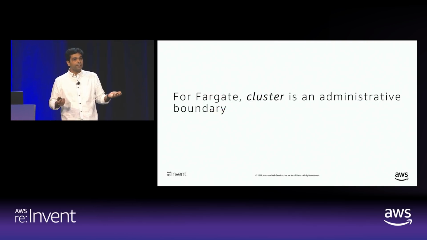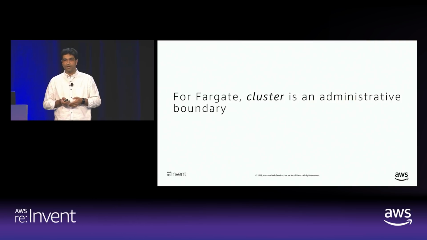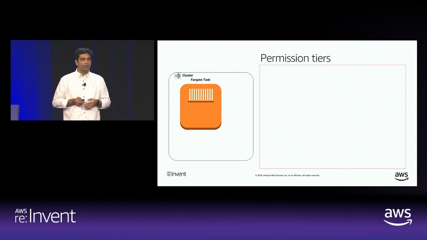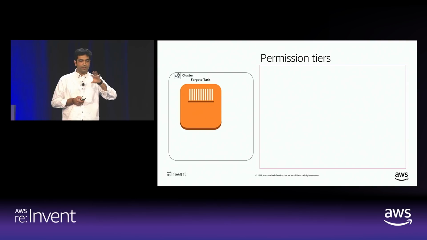But as far as Fargate is concerned, the cluster is only an administrative boundary. There's no capacity associated with your cluster anymore unless you're running EC2 and Fargate side by side. You define the ECS cluster the same way. And this is important because you want to be able to have different environments here. So let's talk about how you enforce different kinds of permissions, especially when you have different environments and different applications to manage.